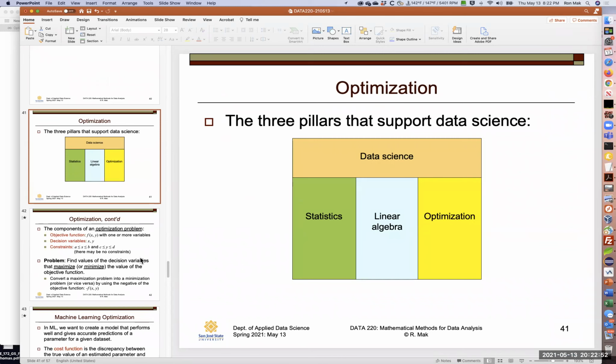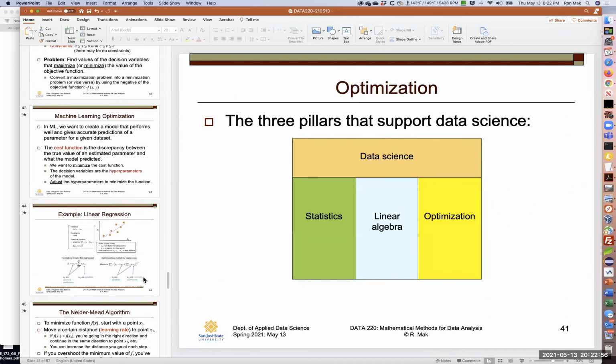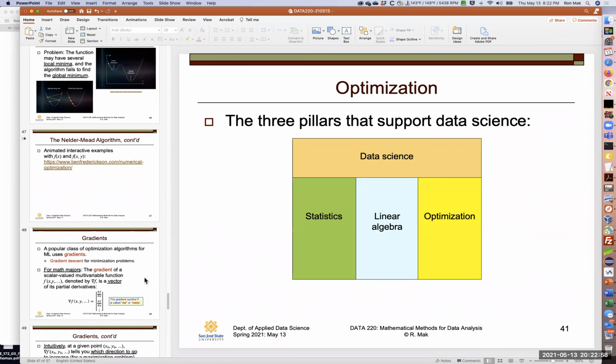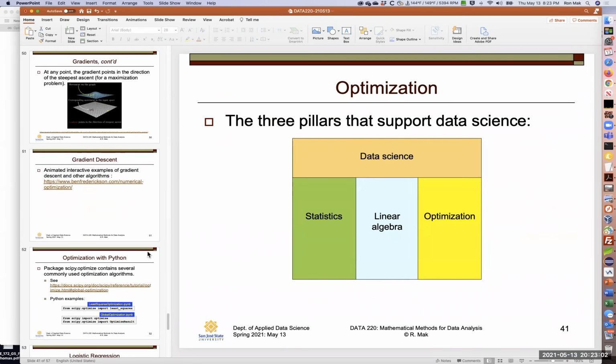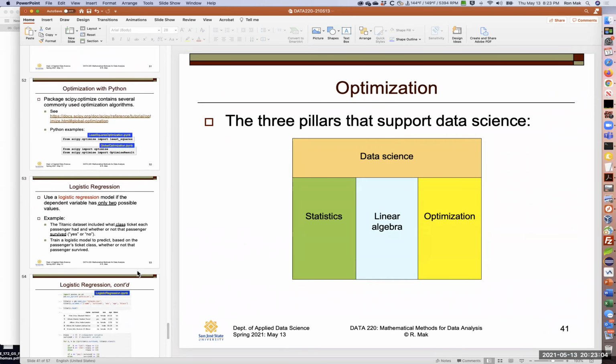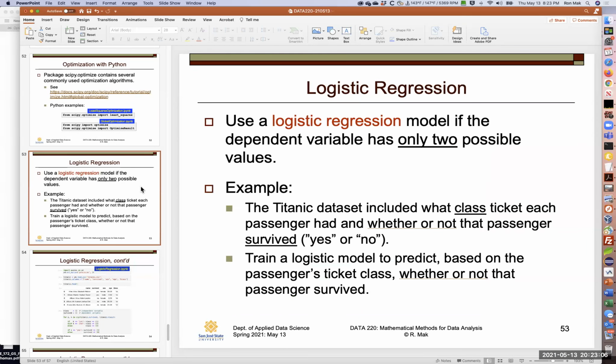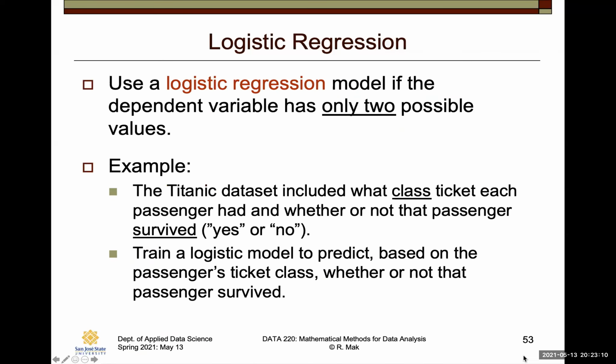All right. Looks like I do have time to cover this last topic, which I probably should have covered back when we were talking about regression. It's called logistic regression, and it's another thing that you may encounter. A logistic regression model is used if the dependent variable, the y variable, has only two possible values.